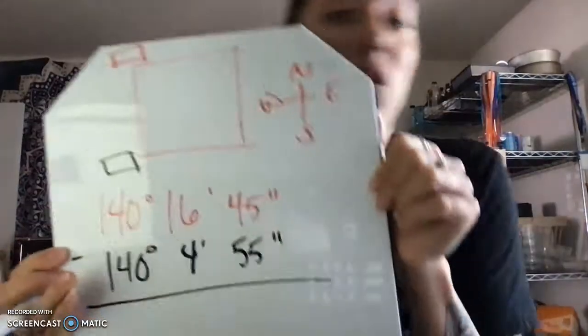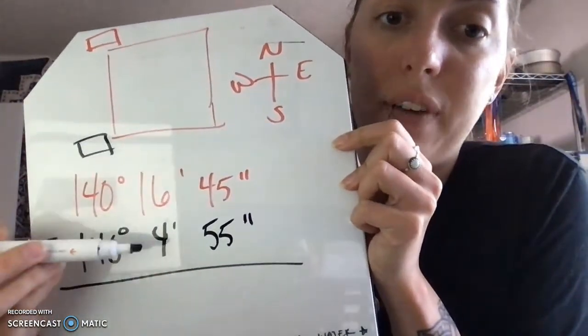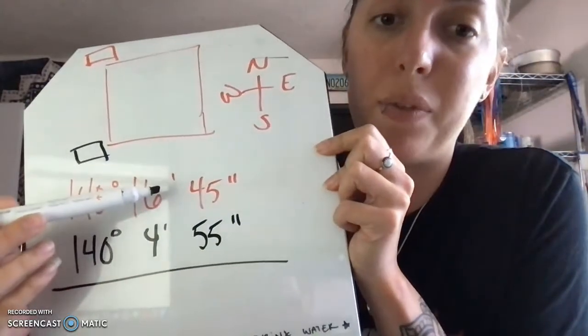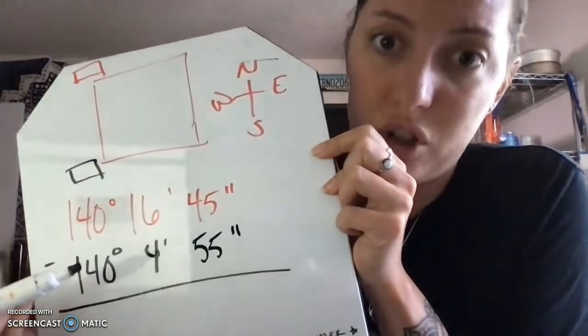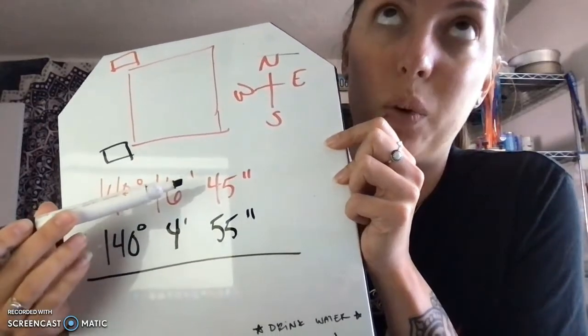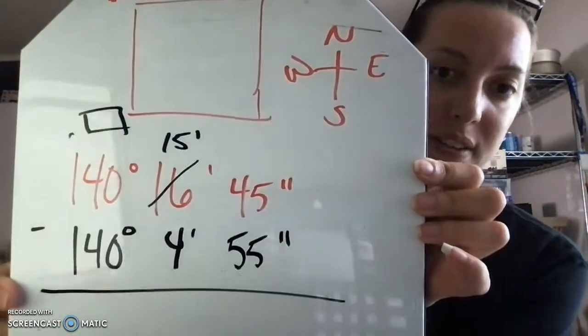So to do that, we just employ our normal subtraction rules, right? Can I subtract 55 from 45 without it being negative? Unfortunately not. So we're going to do some borrowing here, right? So we're going to borrow a minute from 16. So now that's going to be 15 minutes.